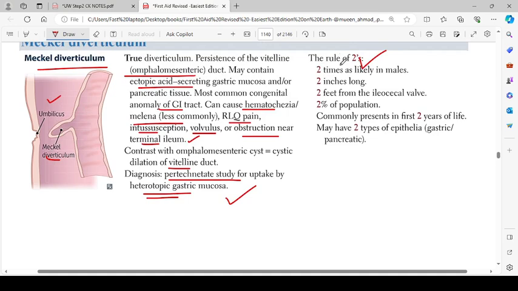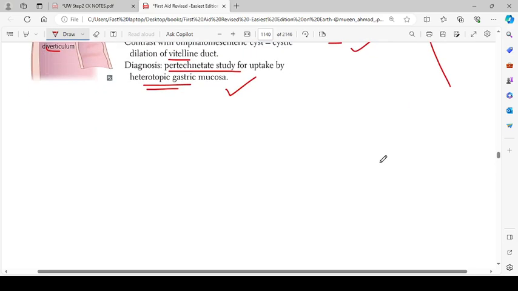Meckel's diverticulum has the rule of two. Two times more likely in males, two inches long, two feet from the ileocecal valve, and 2% of the population is affected. Commonly presents within the first two years of life and may have two types of epithelia, that is gastric or pancreatic. These are ectopic epithelium that can be present in that, and if they are present there, they can lead to ulceration or maybe perforation, and that can be very devastating.